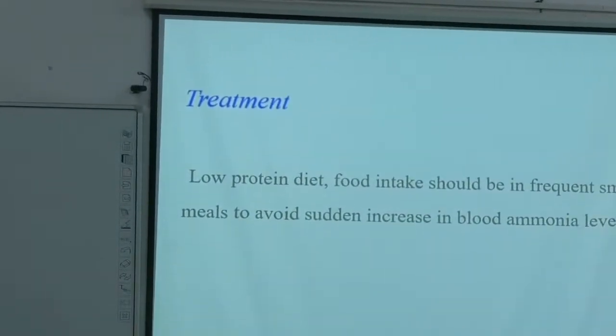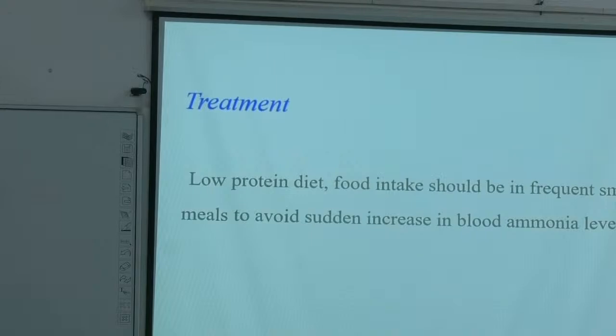Okay, if the person suffers from a high level of hyperammonemia, how will you treat it? What will you suggest to such a patient? Low-intake protein diet, frequent small meals to avoid sudden increase of blood ammonia level. Okay, this is only a suggestion.